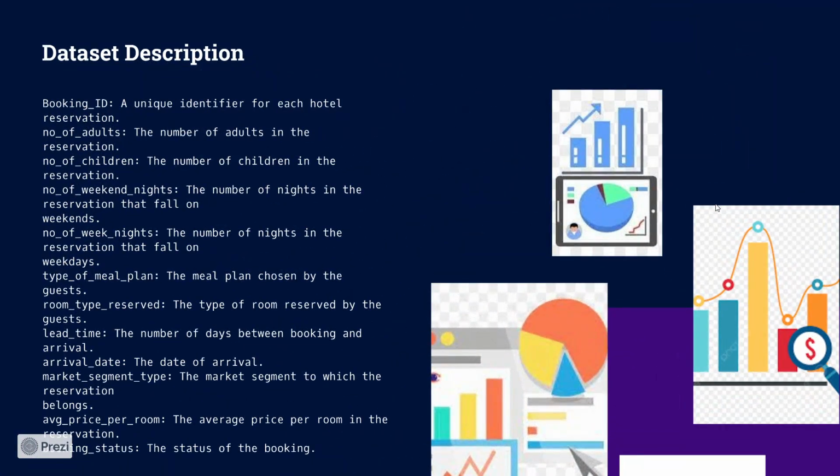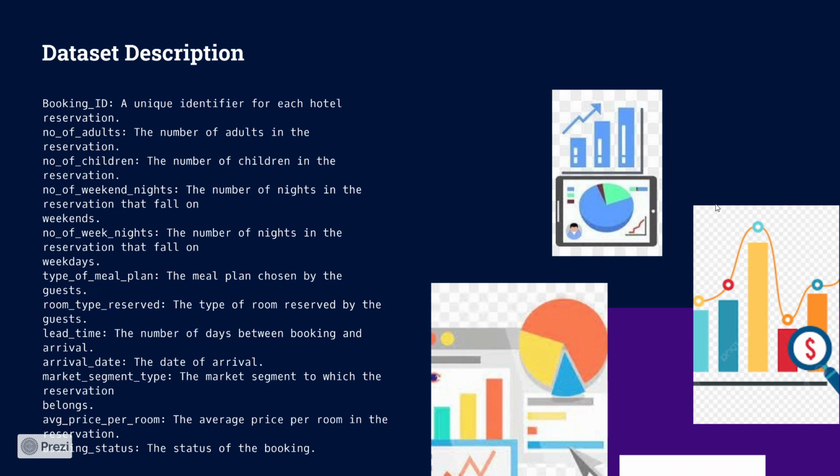The dataset description is as follows. The dataset contained a booking ID column, which is a unique identifier for each hotel reservation. The number of adults column represents the total number of adults in the reservation, same as number of children. Number of weekend nights is the number of nights in the reservation that fall on the weekends. Number of weeknights is the number of nights in the reservation that fall on the weekdays.